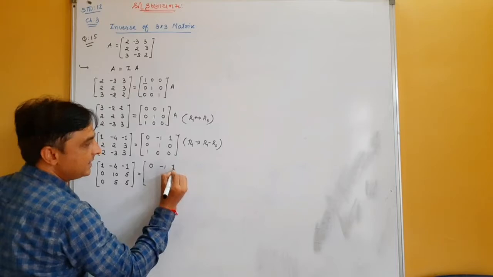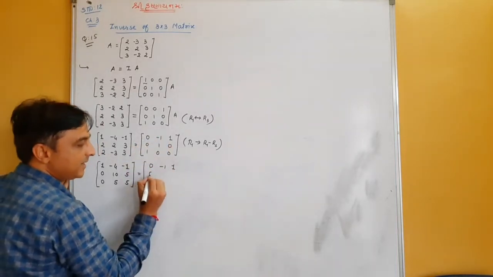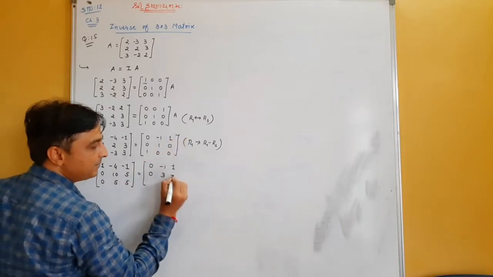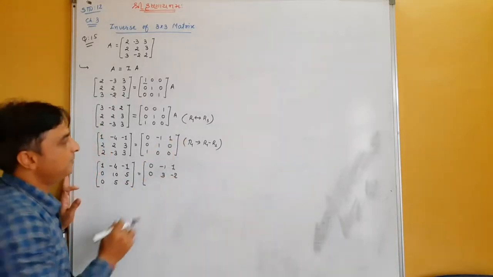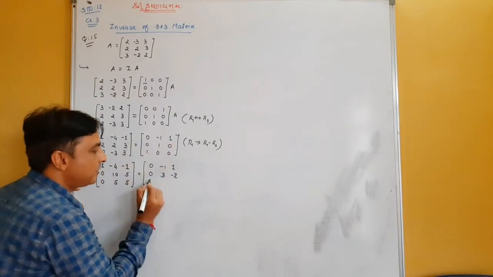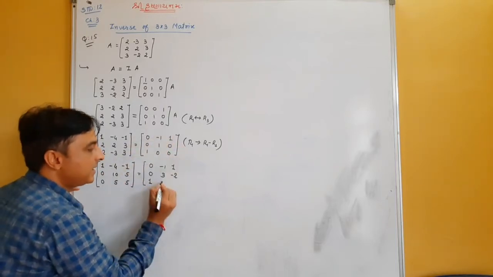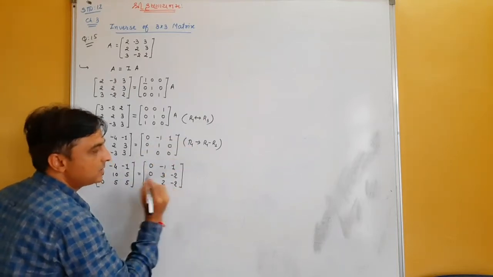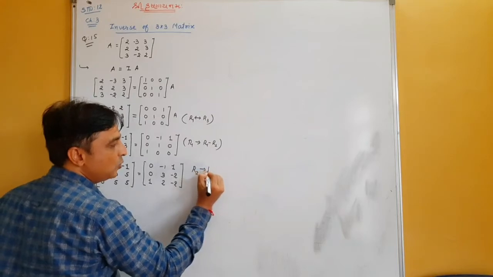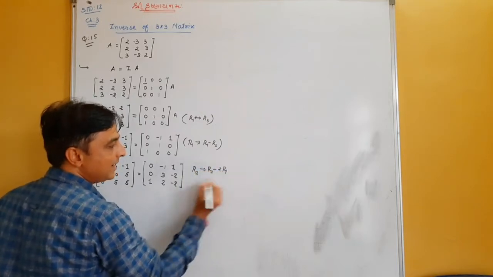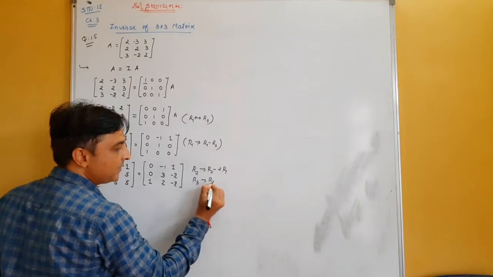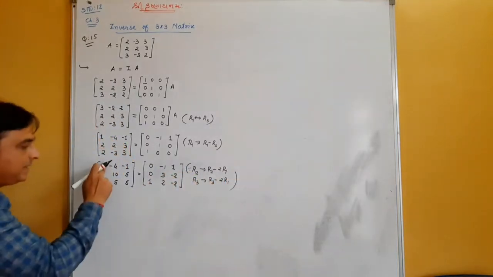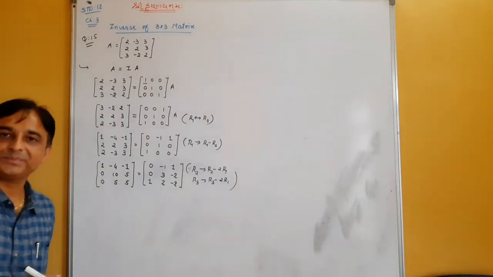So first row as it is. Multiply with 2 and subtract, it is the same. Multiply with 2 and subtract, it will be 3. Multiply with 2 and subtract from the second one, it's minus 2. Multiply with 2 and subtract from here, it is 2. So what we did? R2 minus 2R1, and in R3 minus 2R1. So now we have 1 0 0.